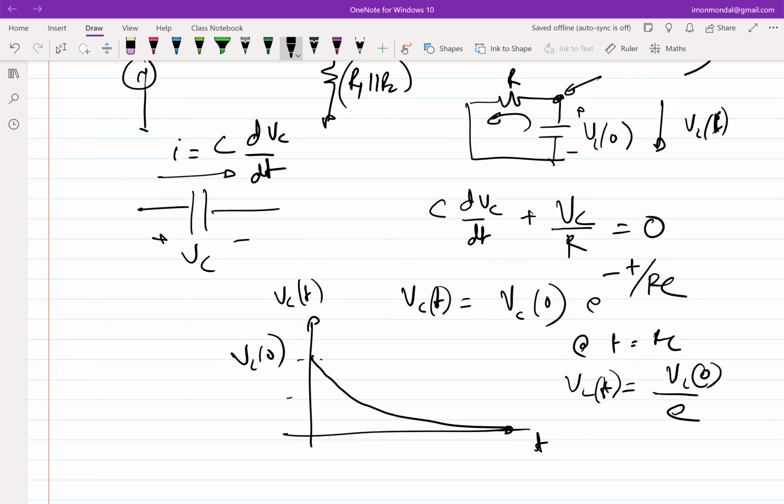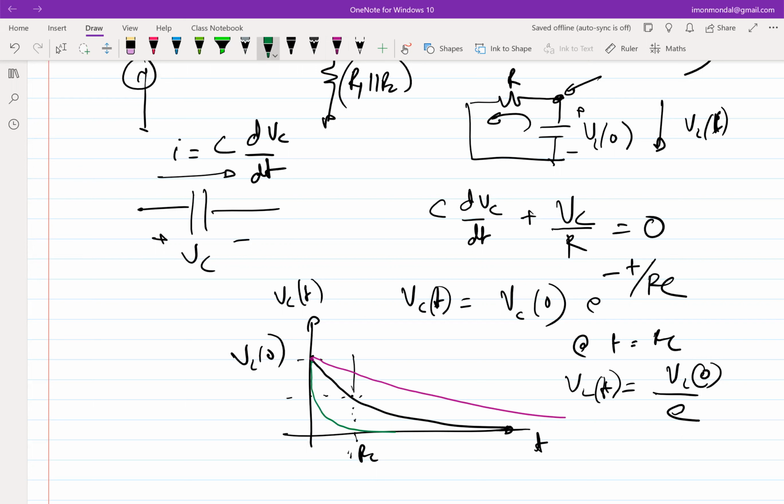So let's assume this is RC. This drop becomes VC naught over e. Note that this fractional drop is independent of where you started. That is why the concept of time constant becomes critical, because you can comment on how fast the network is based on its time constant. If RC is very high, this will keep holding the voltage for a long time, and if RC is very small, it will discharge very fast.